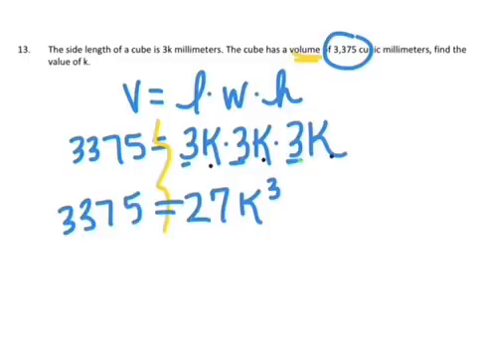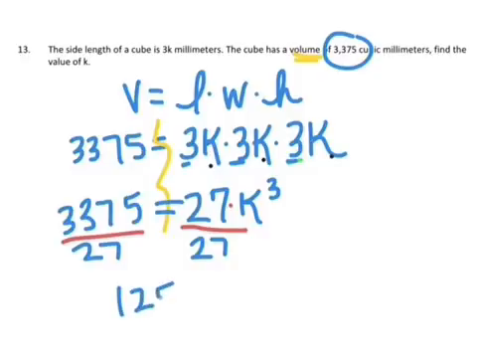Now we've condensed this to a one-step equation. This 27 next to the k, that coefficient next to the variable, indicates multiplication. To solve this, to get the k to the third by itself, we're going to divide both sides by 27. This gives us an answer of 125 for k to the third power.